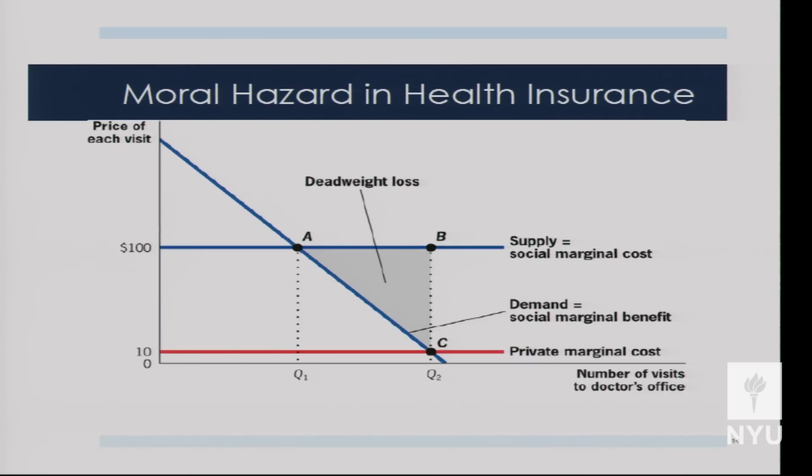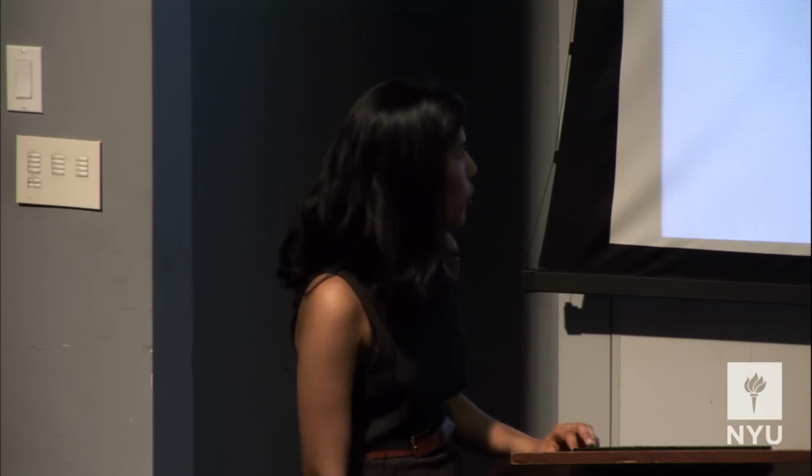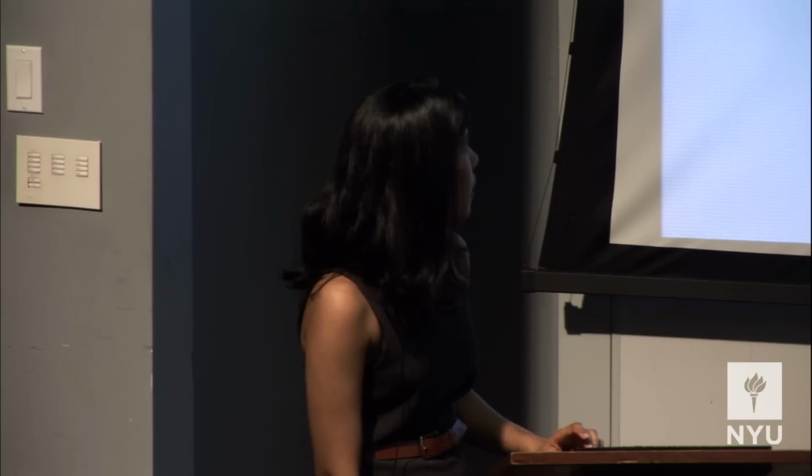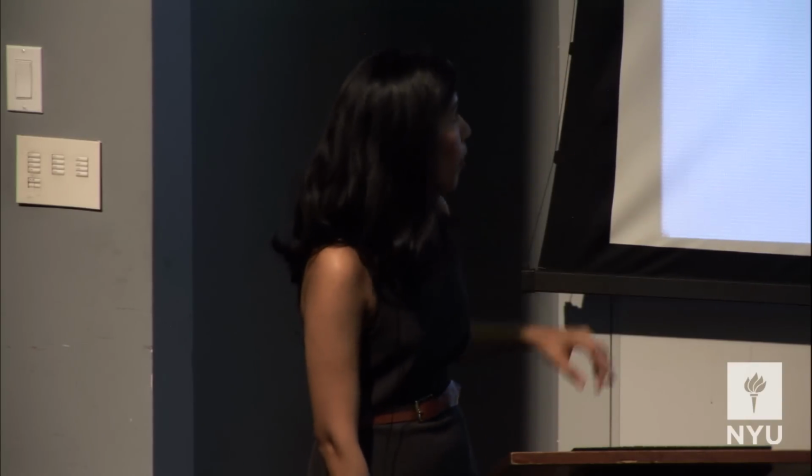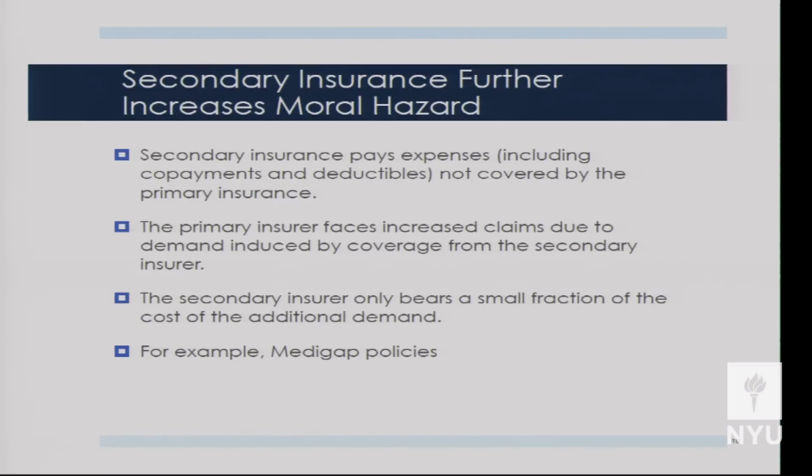So the secondary insurer is going to have to pay how much for that extra visit? Suppose that's one more extra visit. How much is the secondary insurer going to have to shell out? $10. Who's going to end up paying a lot more because I'm consuming that one more unit? My primary insurer. The one who's covering the $90 for each visit is going to end up spending a lot more. So secondary insurance exacerbates moral hazard and actually increases costs for primary insurers.